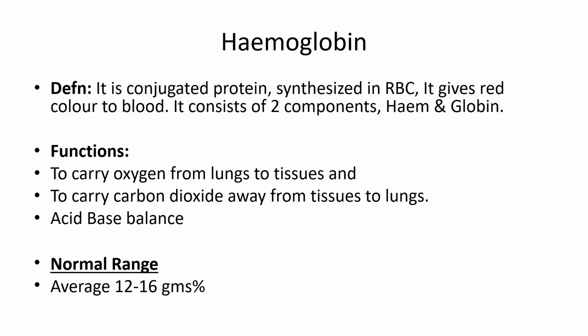Hemoglobin definition: it is a conjugated protein synthesized in RBC. It gives red color to blood. It consists of two components, heme and globin, and its functions are to carry oxygen from lungs to tissues and to carry carbon dioxide from tissues to lungs, and acid base balance. The normal range average is 12 to 16 gram per cent.